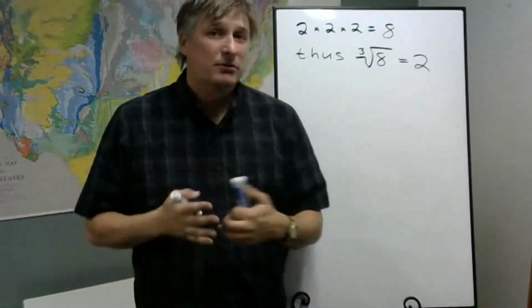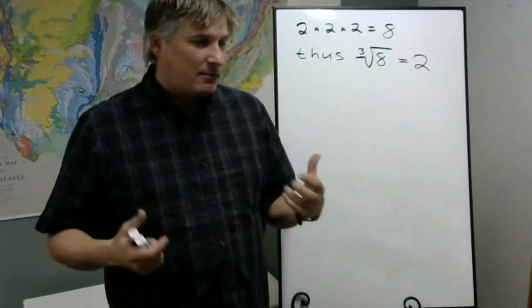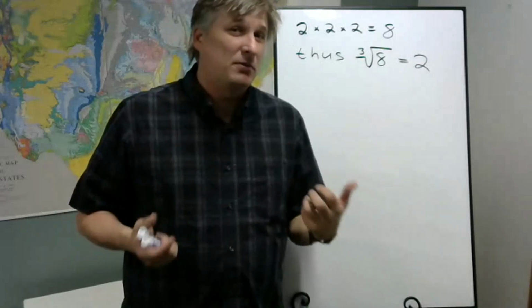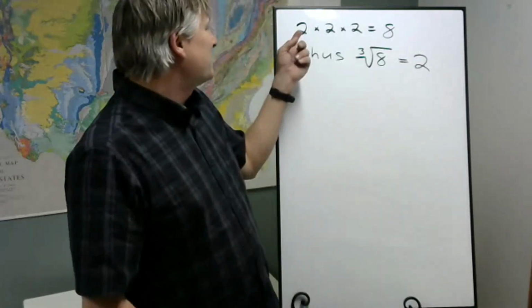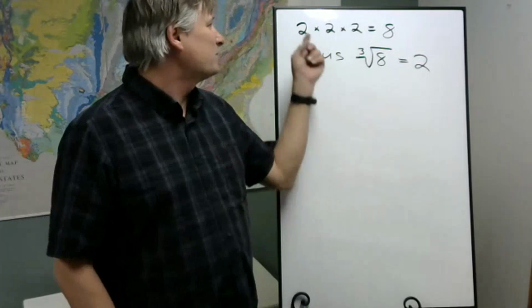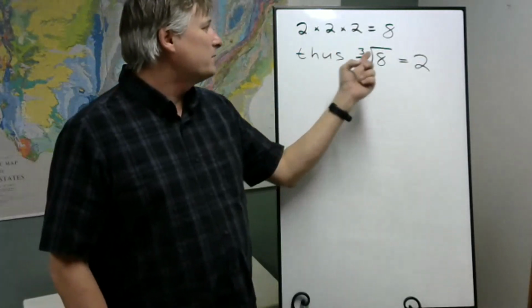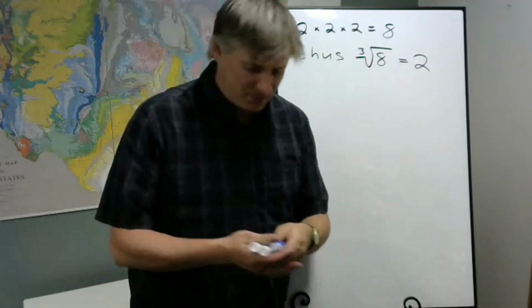So a cube root is when we have a number times itself, but we have 3 copies of that number. So we got a 2, a 2, and a 2. And so if we multiply these together, we get 8. That means the cube root of 8 is 2.